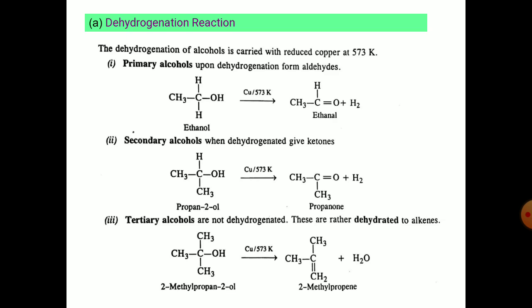Similarly, tertiary alcohols are not dehydrogenated. These are rather dehydrated to alkenes. You see, (CH3)3C-OH. The carbon containing OH has no hydrogen atoms directly attached to it. Therefore, this is CH3, CH3, CH3 attached to the carbon. So, the OH of the carbon and the H of a CH3 will go in the form of a water molecule. As a result, what happens? CH3C(CH3) double bond CH2 is formed.